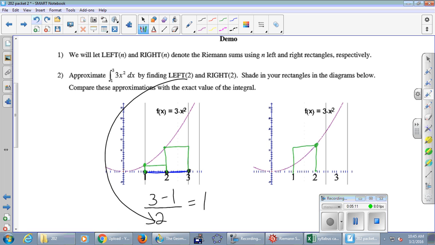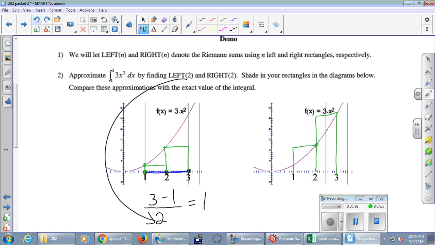And then between 2 and 3, we'll use 3. So those are our two right rectangles. Clearly the left rectangles, will they be an over or underestimate of the true area under the curve? Definitely an underestimate. Right rectangles will be an overestimate, right? Pretty bad overestimate, but that's okay.